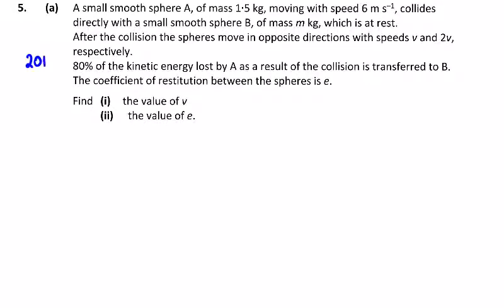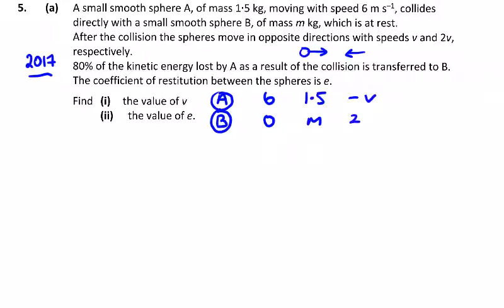This is the 2017 Impacts and Collisions question. A smooth sphere A of mass 1.5 moving with speed 6 collides directly with a smooth sphere B of mass m, which is at rest. After collision, the spheres move in opposite directions, with speeds v and 2v. So if A is going in this direction first, it has to be going back in this direction, so that's going to be minus v. B will be going in that direction, so that will be 2v.